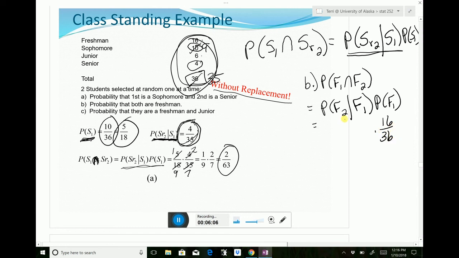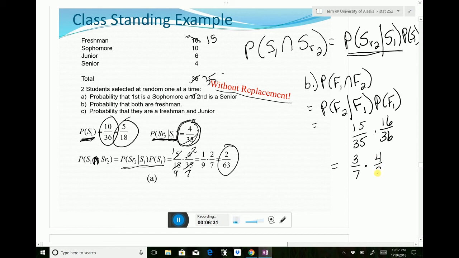The probability of a freshman chosen second, given that a freshman was chosen first. Now, if a freshman was chosen first, I only have 15 of these guys out of 35. So that's 15 out of 35. Let's see what we've got here. That's 3 out of 7 times 4 out of 9. I just divided both of those by 4.